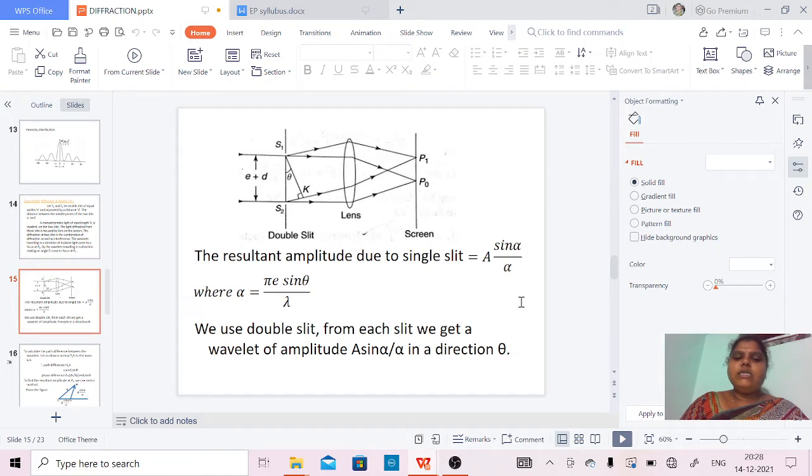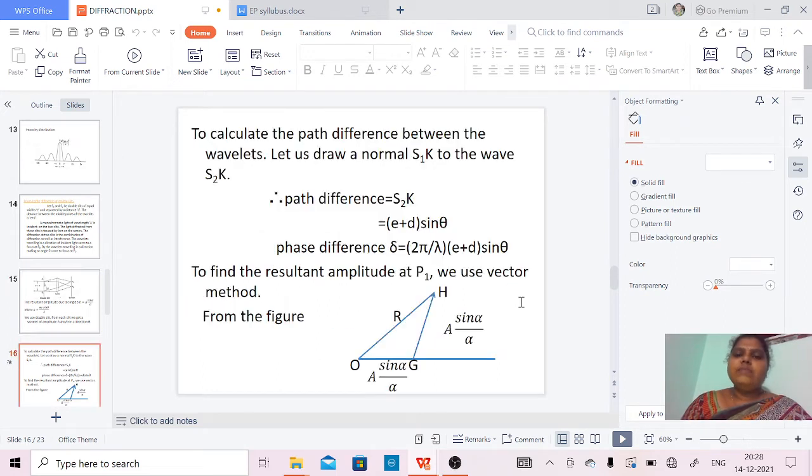We already know the resultant amplitude due to a single slit is A sin alpha by alpha, where alpha equals pi e sin theta by lambda. In this double slit condition, from each slit we get a wavelet of amplitude A sin alpha by alpha in a direction theta, because for the single slit we get A sin alpha by alpha, but here we are using two slits, so from each slit we get a wavelet of amplitude A sin alpha by alpha in a direction theta. That means it makes an angle theta.